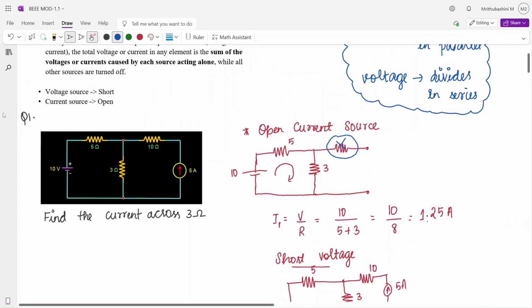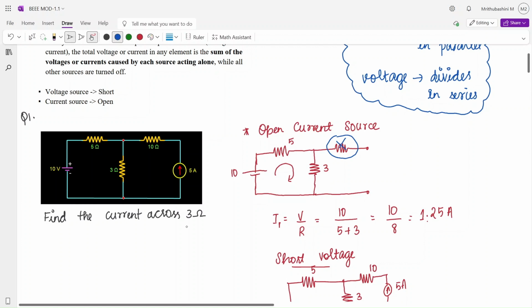Basically, a voltage source you will short out, and a current source you will open. As this 5 ampere is a current source, you will open this. There will be nothing passing here, so it's an open circuit, and this resistor will not come under consideration. So you will have only this.